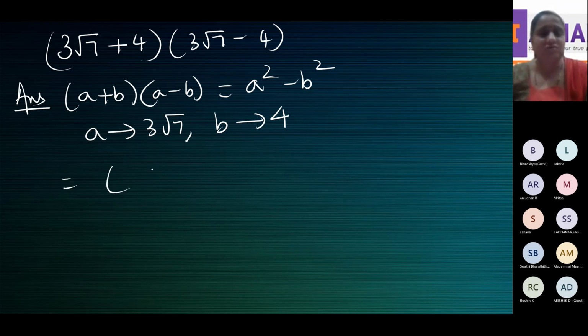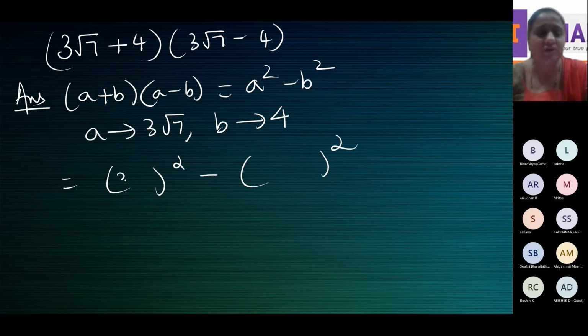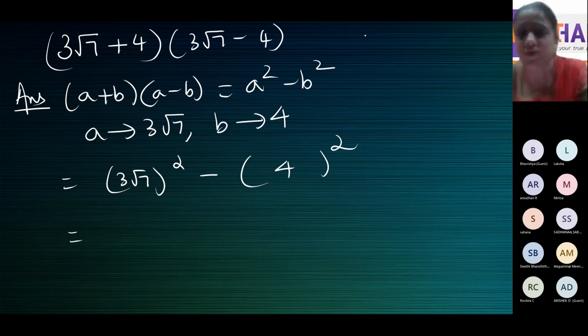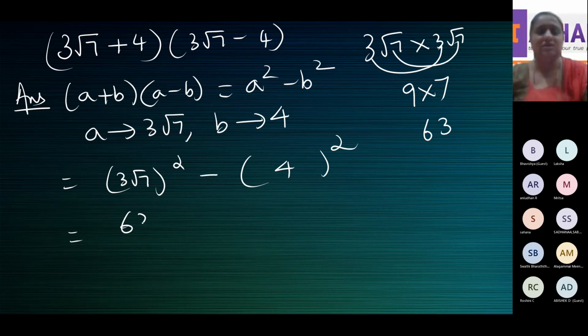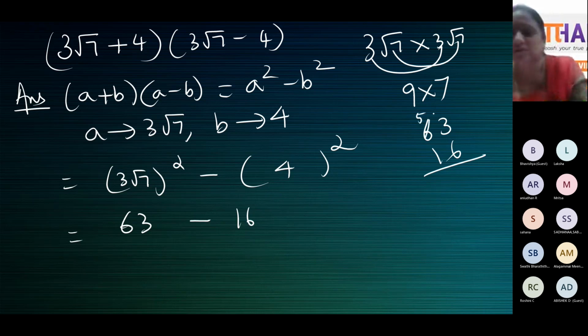So the answer is a square minus b square. Put 3 root 7 here and 4 here. 3 root 7 the whole square means 3 root 7 into 3 root 7. 3 into 3 is 9. Root 7 into root 7 is 7. And 7 nines are 63. 63 minus 4 fours are 16. When you subtract, 63 minus 16 is 47.